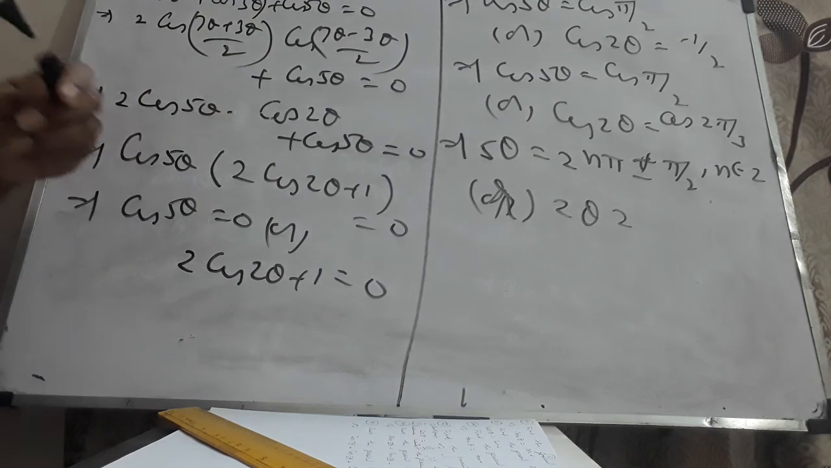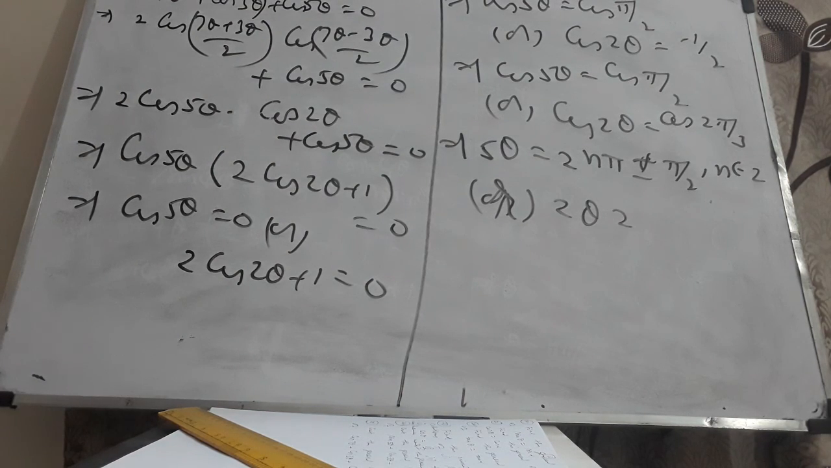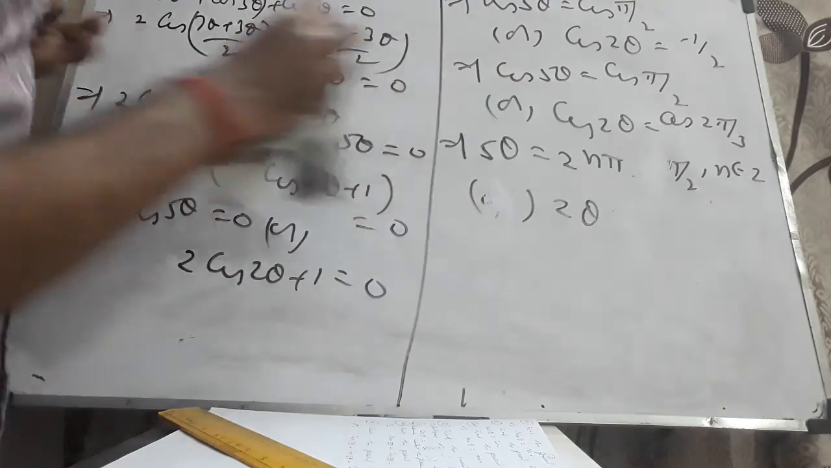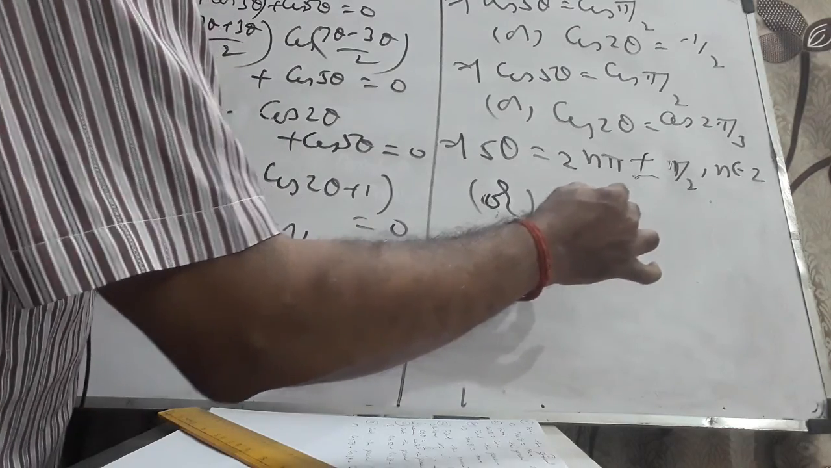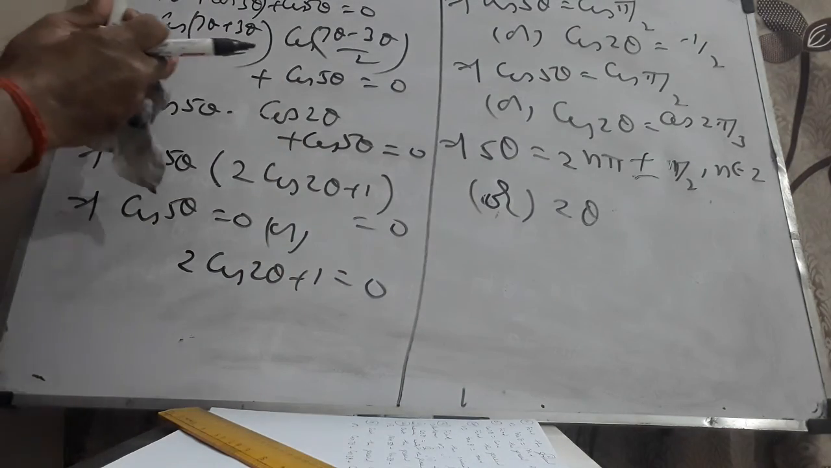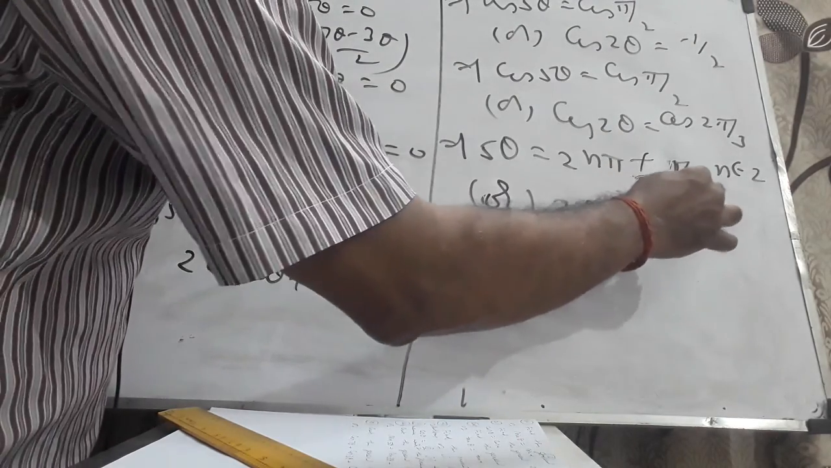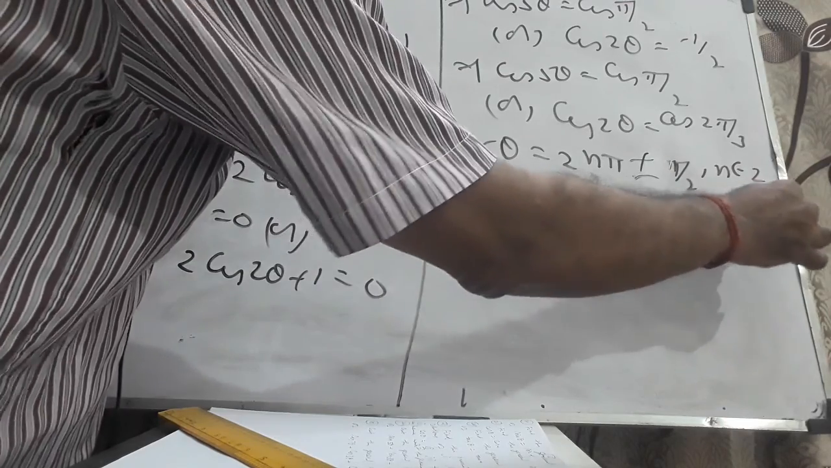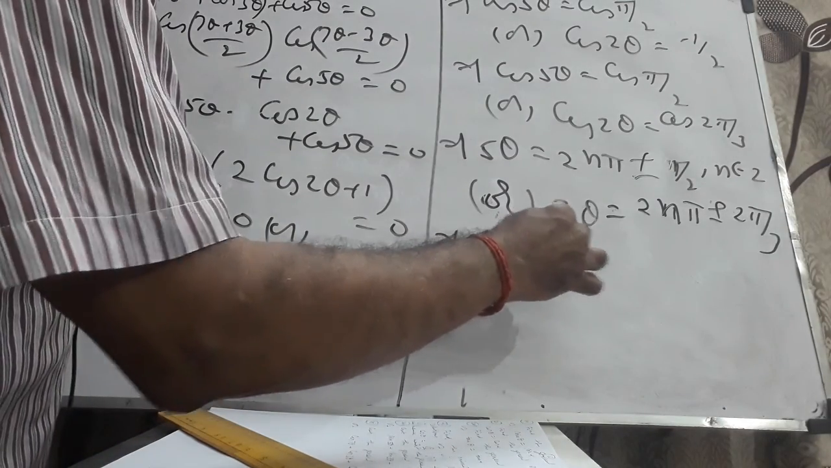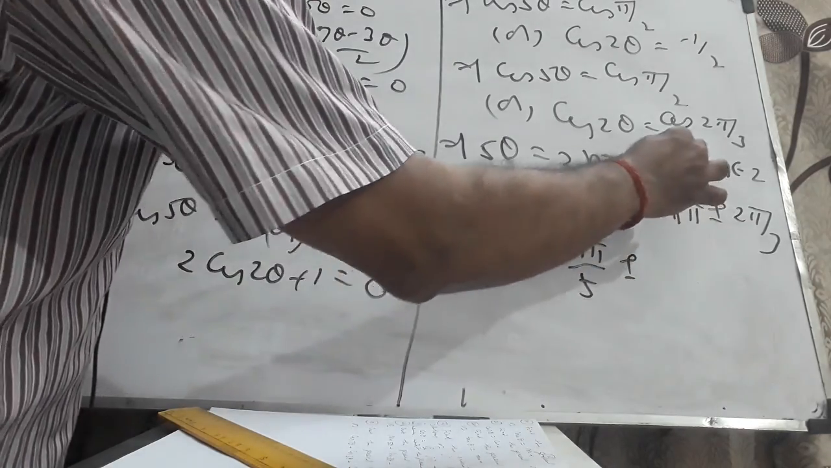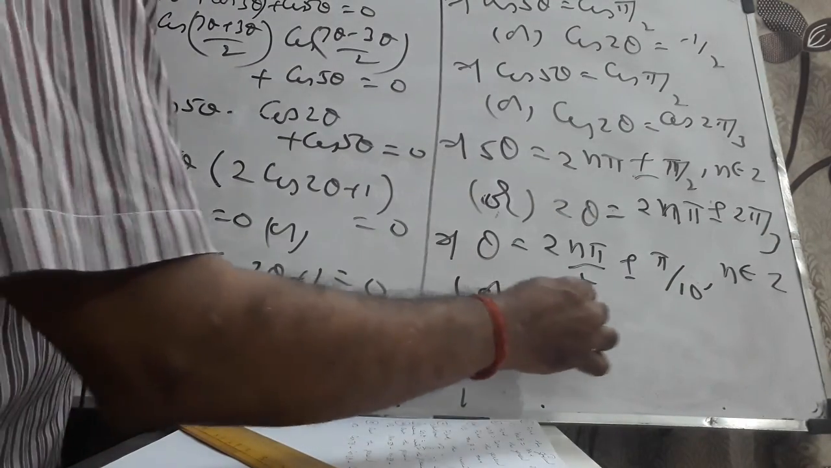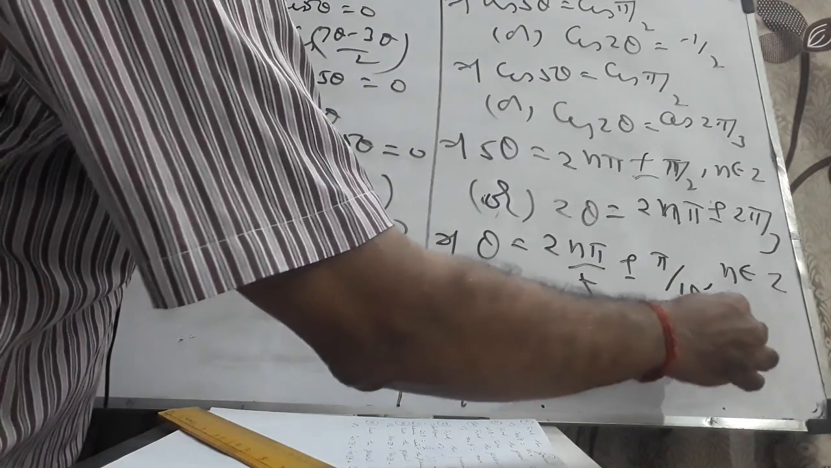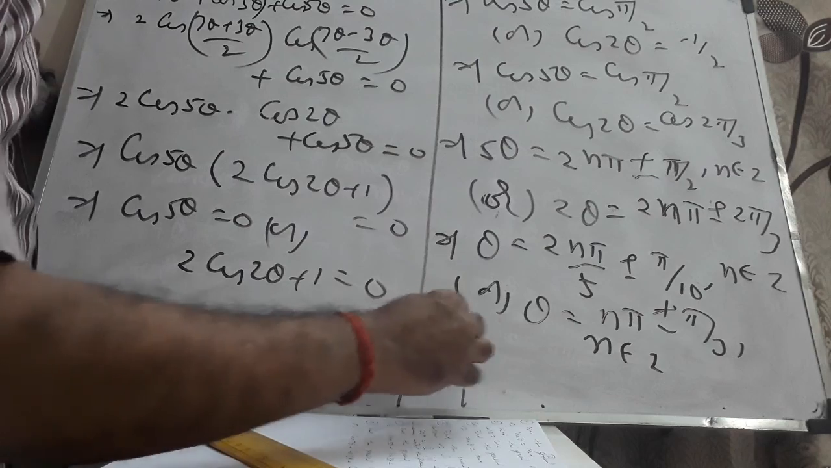2 theta is equal to 2n pi plus or minus 2 pi by 3, which implies theta is equal to 2n pi by 5 plus or minus pi by 10, n element of Z, or theta is equal to n pi plus or minus pi by 3, n element of Z, is the general solution.